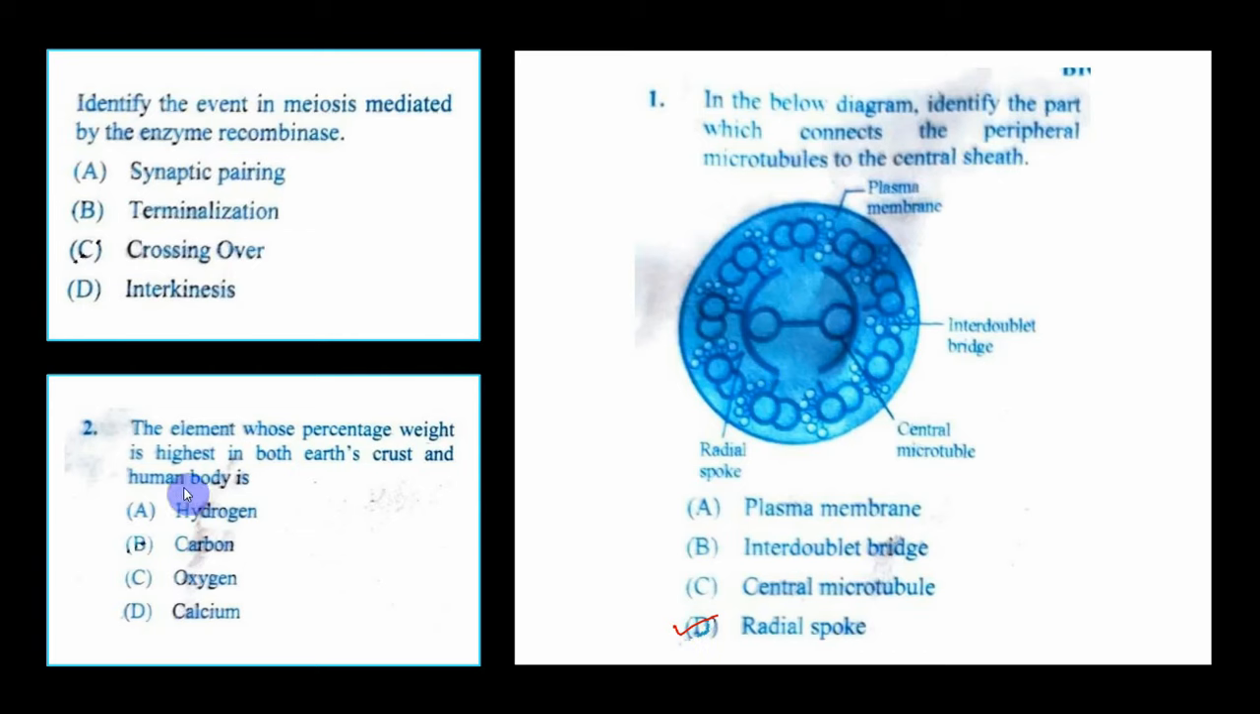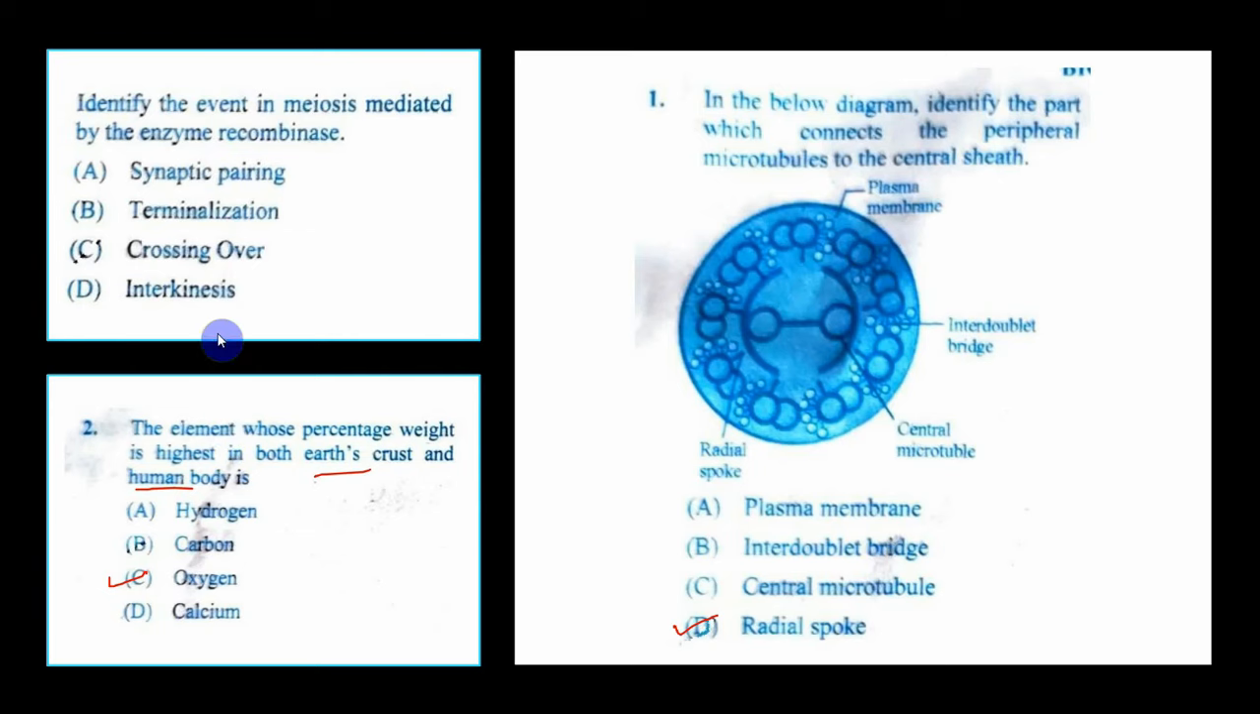The next question we are having over here is the element whose percentage weight is highest in both Earth's crust and the human body. The options are hydrogen, carbon, oxygen, and calcium. This question, the answer is going to be oxygen. Oxygen is the one that has the highest percentage according to the question, which is present in the earth crust and also the human body.